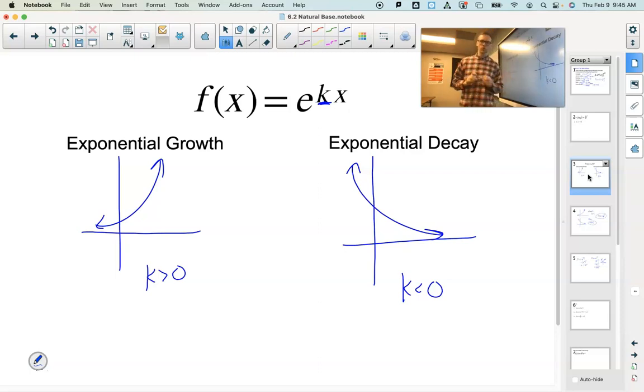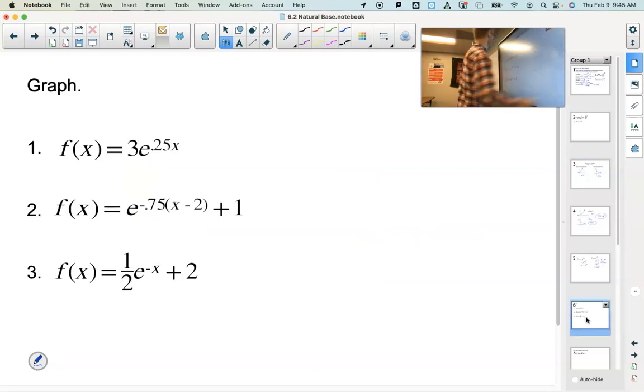I won't be having you graph natural base functions by hand because the points aren't nice. Other than the point (0, 1), every other y value is going to be an irrational number. But what I am going to ask you to do is to make predictions on what the graph is going to look like off the equation, and then just use your graphing calculator to do it.